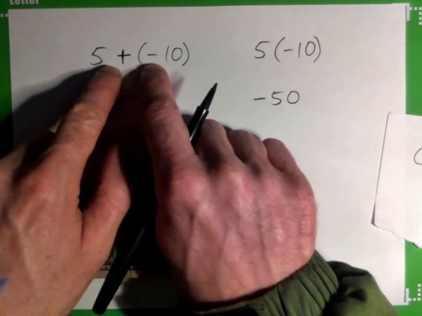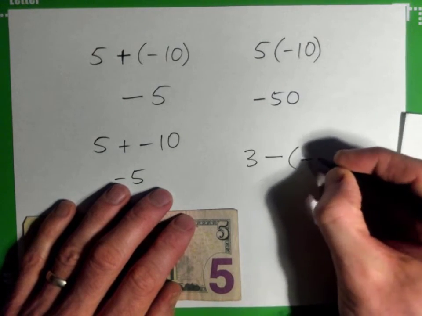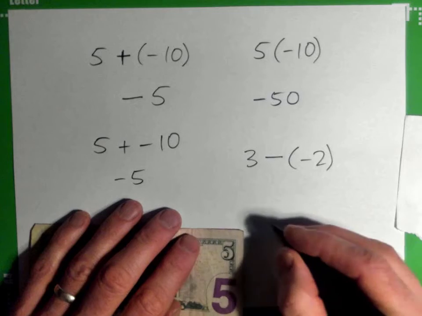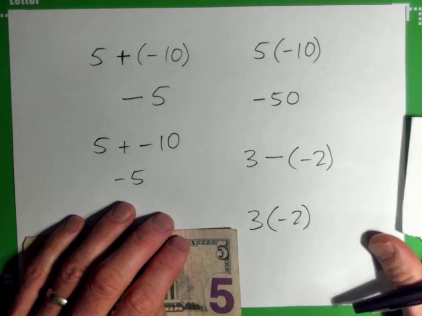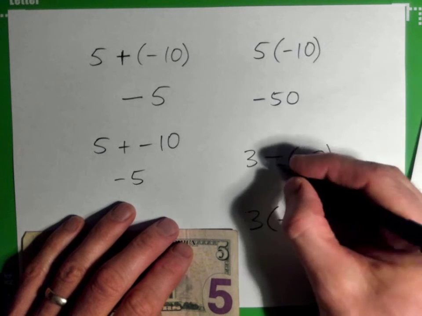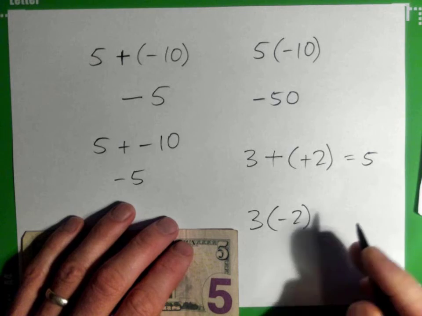So you might see something like 3 minus negative 2, which is different than 3 times negative 2. This is 3 minus negative 2. Negative makes plus plus, and so that's 5. Whereas in this case, it's 3 times negative 2, which is negative 6. All right?